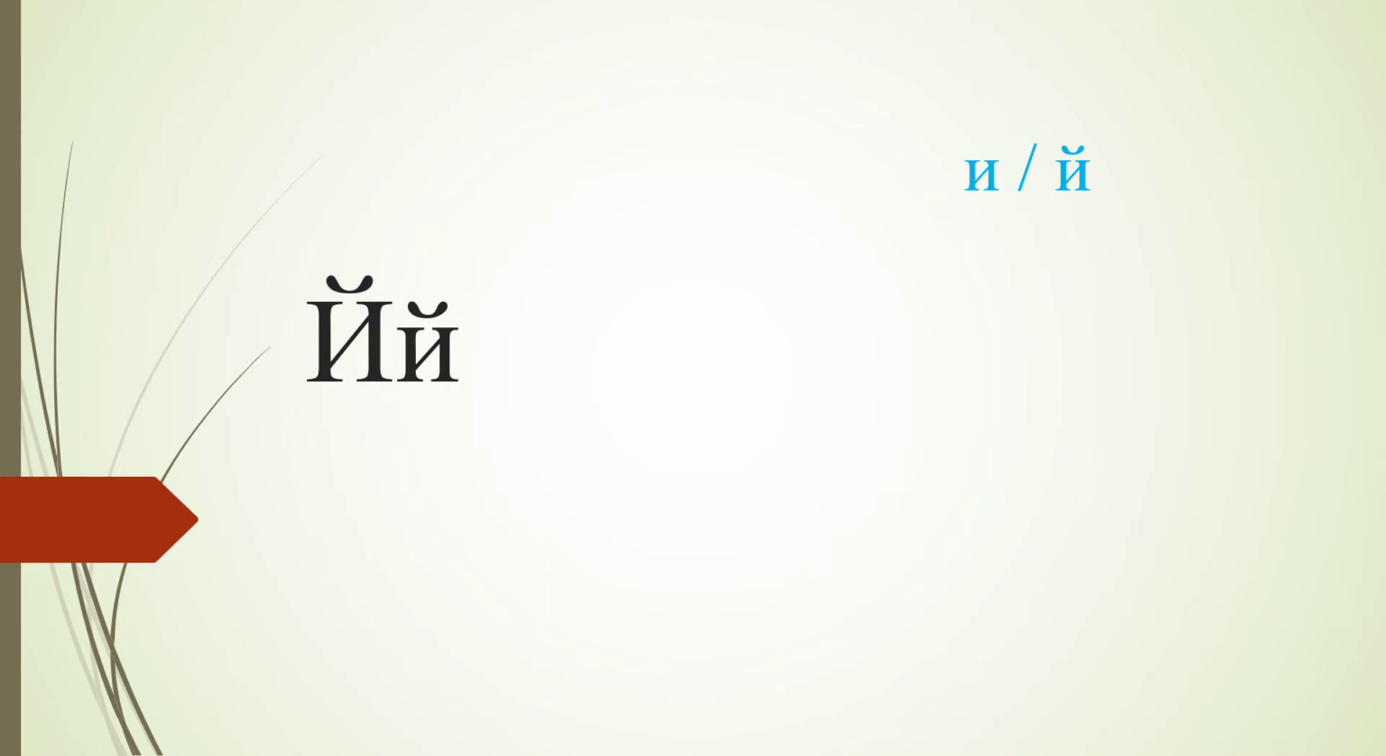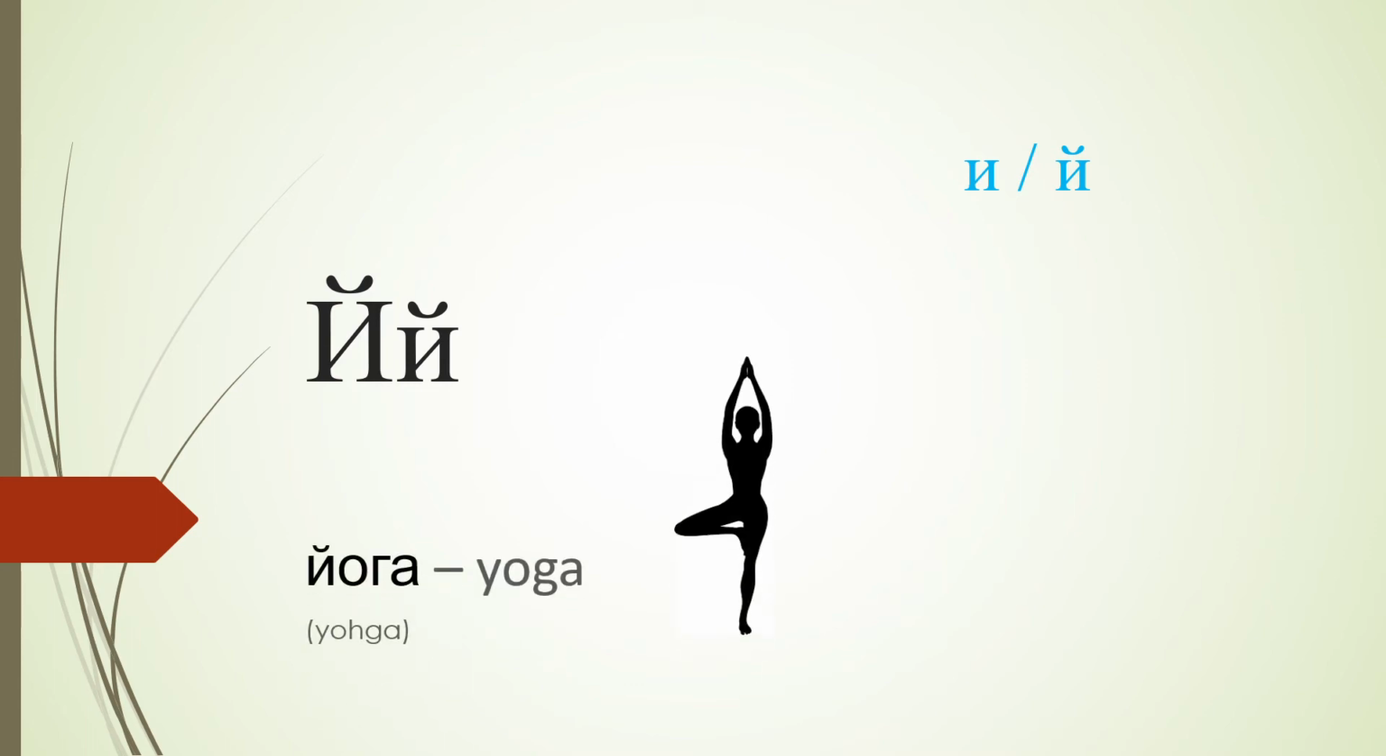Okay, the next sound is called и краткая, which literally means a short E. So it's kind of halfway between a vowel and a consonant, but it's usually categorized as a consonant. And it's like a short E, but think of it as having a bit of a Y sound. So an example word is yoga, which means yoga. So it's kind of like a Y sound in the beginning of the word.